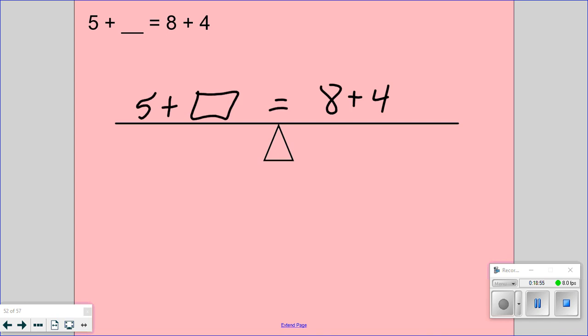I'm confused about it, because I'm kind of confused at how we already did something like this. We did do something like this. It's tricky. So on one side I've got my 8 and my 4. And on my other side I've got a 5 and a mystery number. What's going to be that mystery number to make my equation balanced?